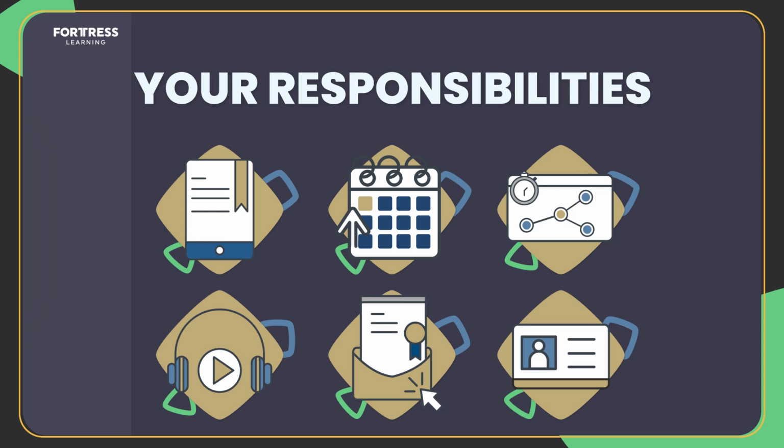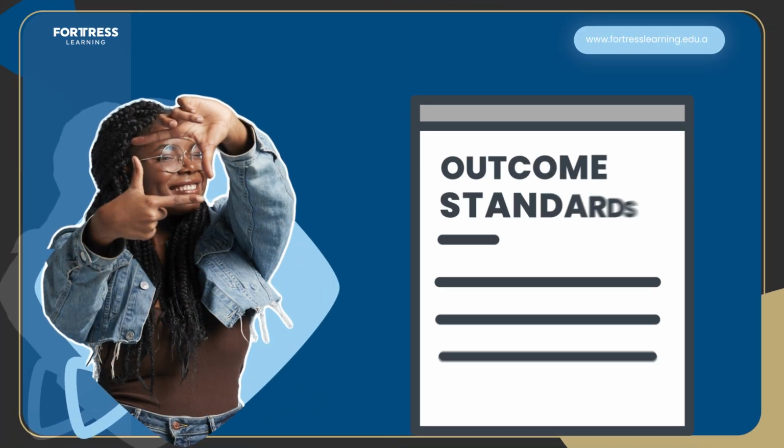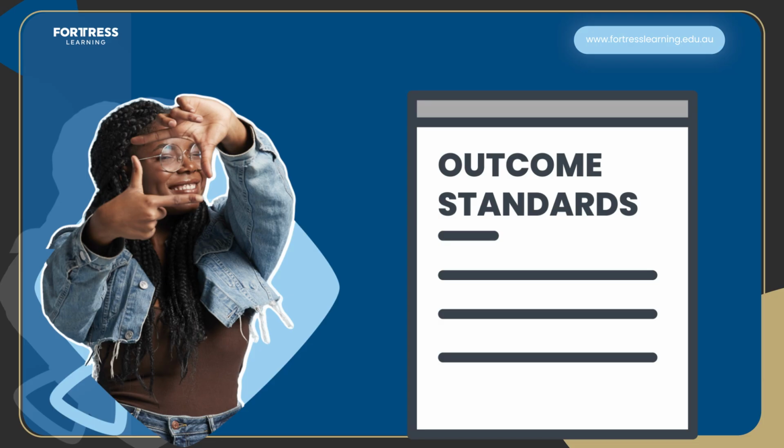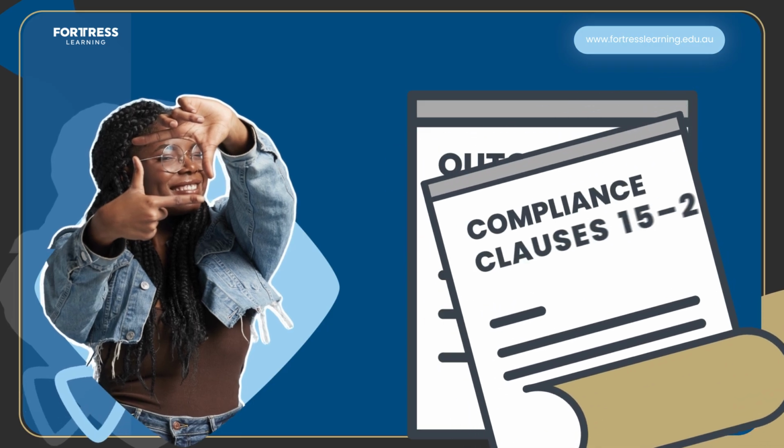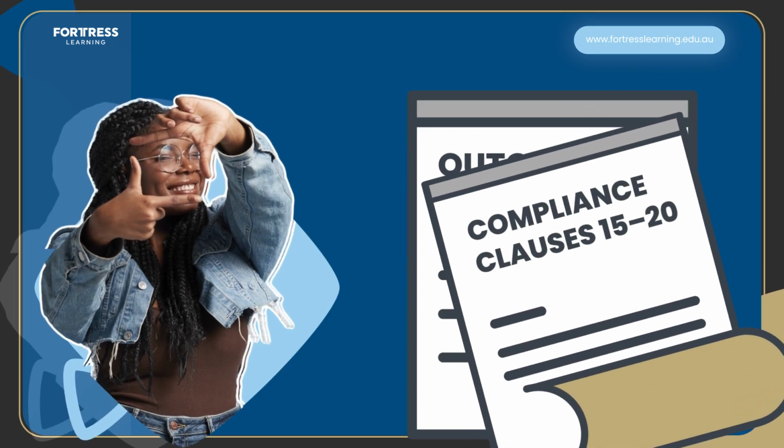Your duties as an RTO manager do align with all the outcome standards 1.1 to 4.4. They cover everything from quality training to learner engagement and support and well-being to continuous improvement, leadership, governance and VET workforce capability. Also compliance clauses, mainly 15 to 20, but really it's every clause of the compliance, as you really are the final authority of the compliance clauses 1 to 20.